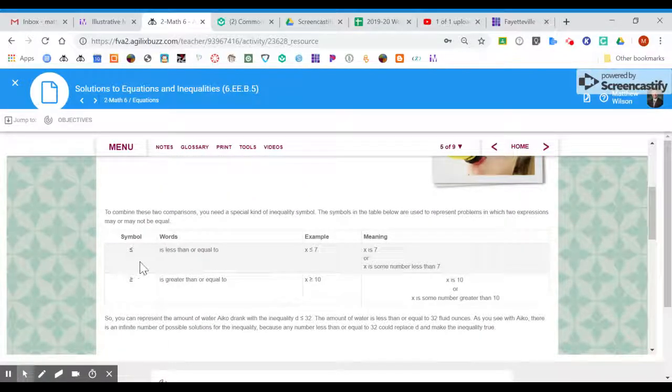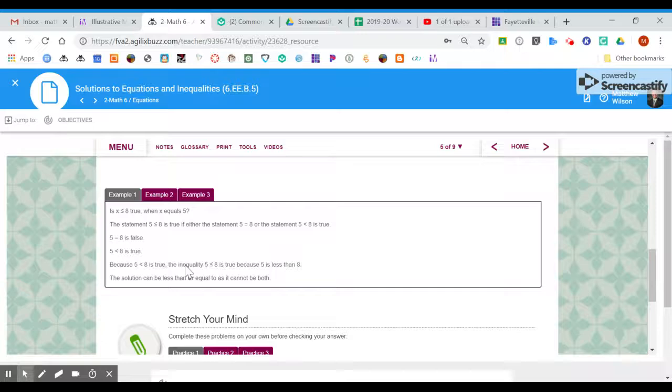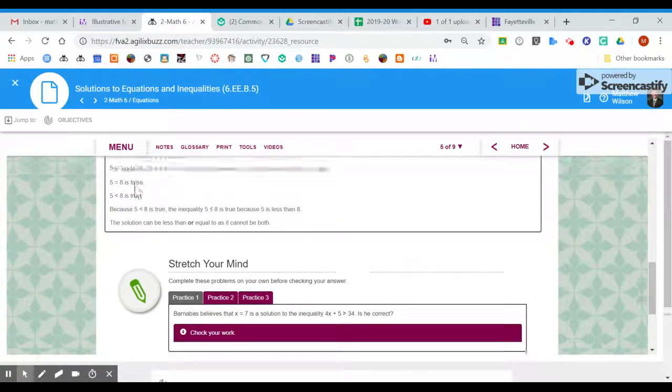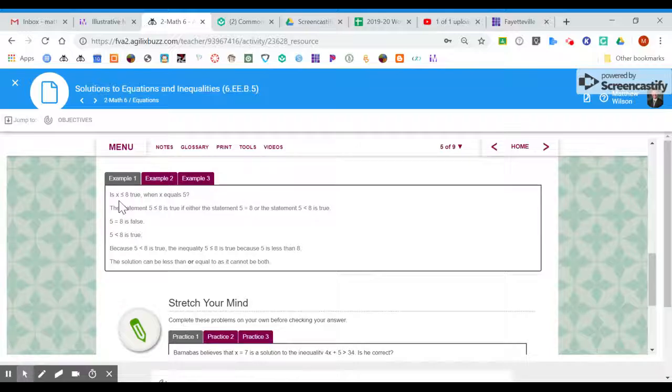You're going to be dealing with different symbols that are either less than or equal to. So you'll see the bar, the small bar at the base of the less than or greater than symbol. Or you'll have just an equal to sign. You know you're dealing with an equation versus an inequality.